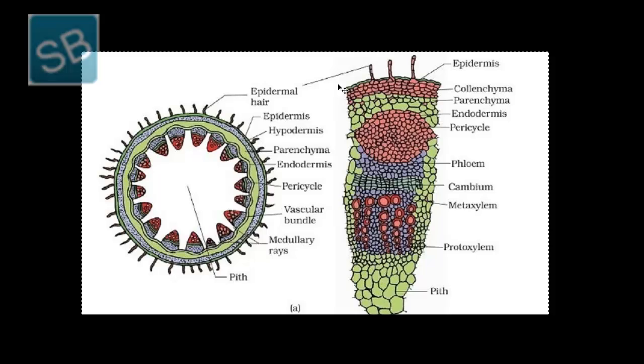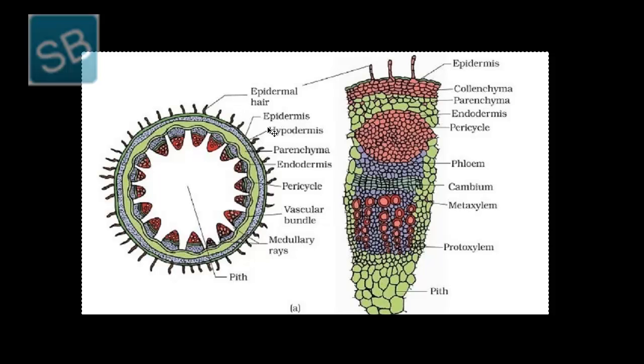Now we'll study the anatomy of another important region, that is stem. Let us initially begin with the anatomy of dicot stem. This figure describes the transverse section of a dicot stem.